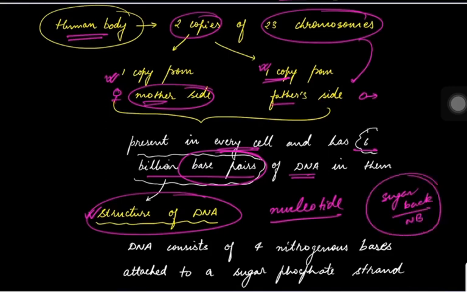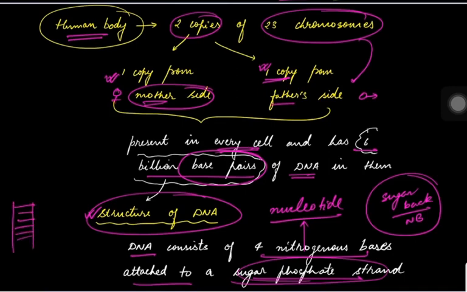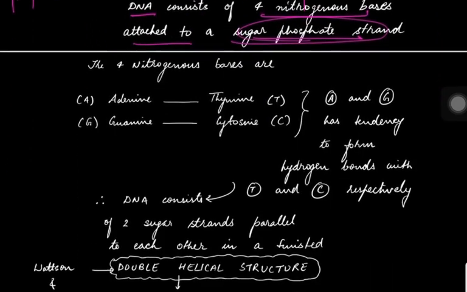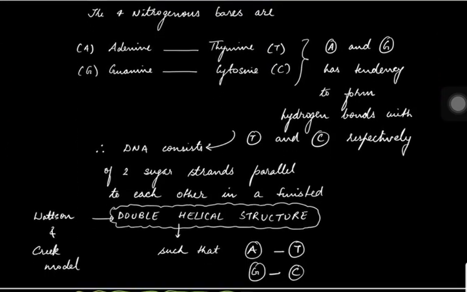Alright, so this is a nucleotide. DNA consists of 4 nitrogenous bases attached to a sugar phosphate strand. That is, one nitrogenous base associated with a sugar phosphate will make one nucleotide. So it is a kind of polymer having multiple nucleotides attached to each other, and that is how DNA looks. So let's go and further discuss the structure of the DNA.